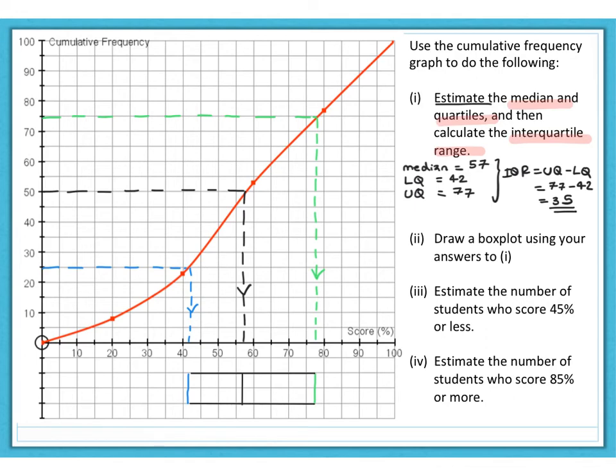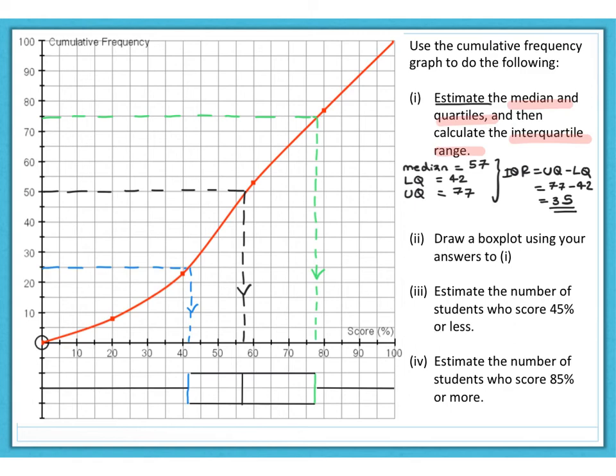And I now need to draw on my whiskers. So the whiskers will have to go out to the most extreme data items, but we don't know what these are because the data was grouped. All I know is that the first group started at 0 and the last group ended at 100. So what I'm going to do is draw out a line like that which takes me all the way to 100, and another line like that which takes me all the way back to 0. Please make sure you have used a ruler to do this.